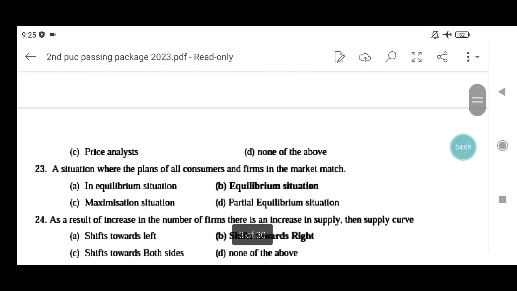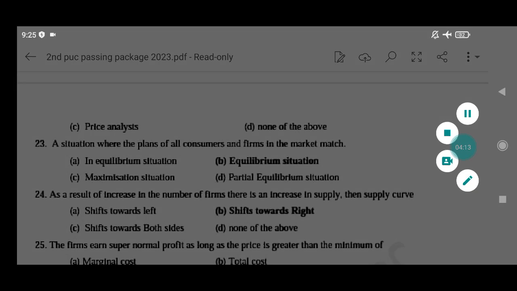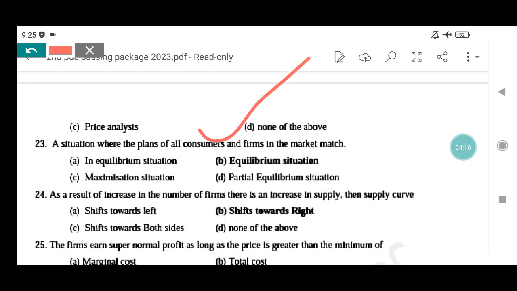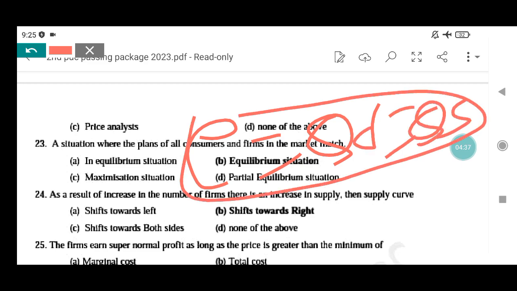This option is correct. Next, this question is very important: a situation where the plans of all consumers and firms in a market match is called an equilibrium situation. So you can understand, equilibrium is when quantity of demand is equal to quantity of supply.